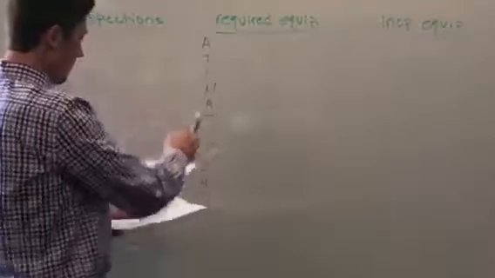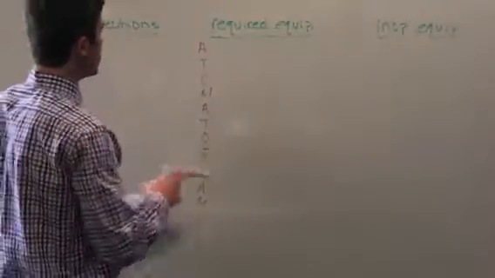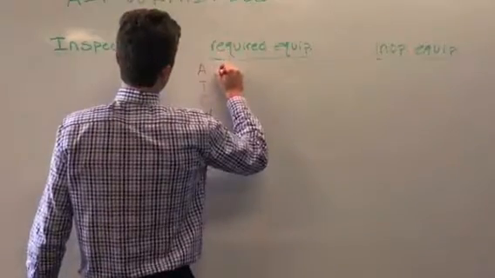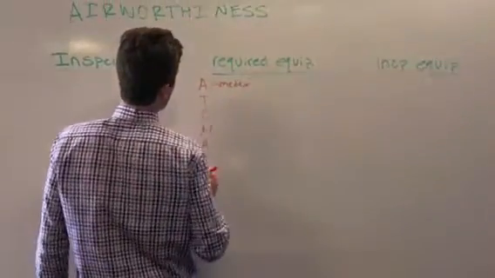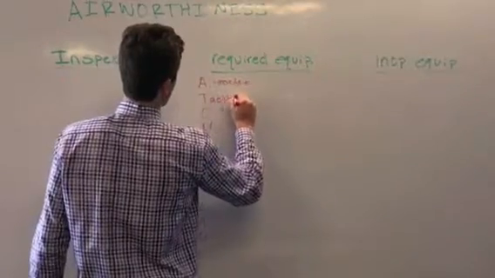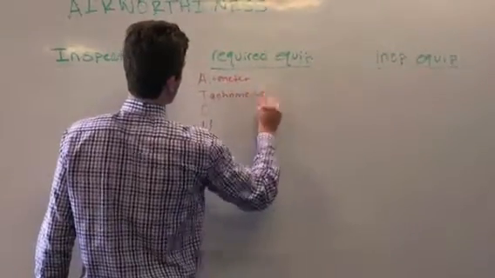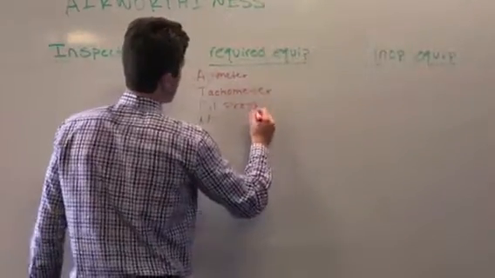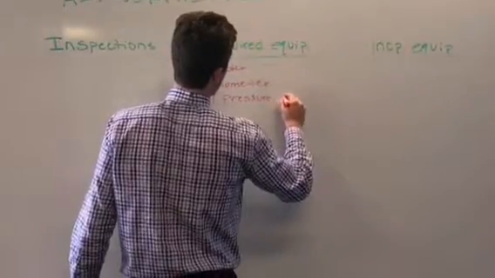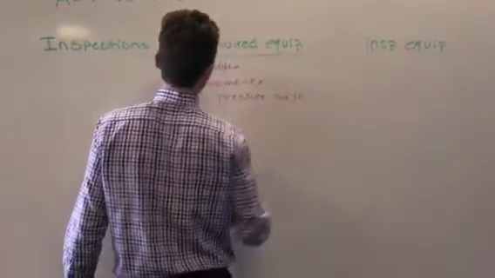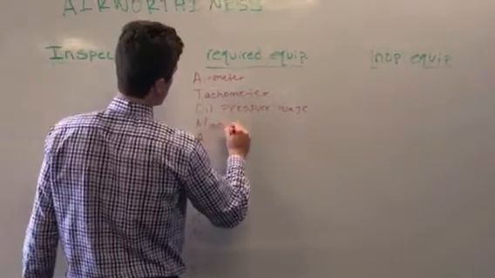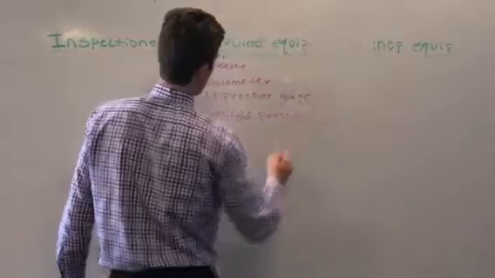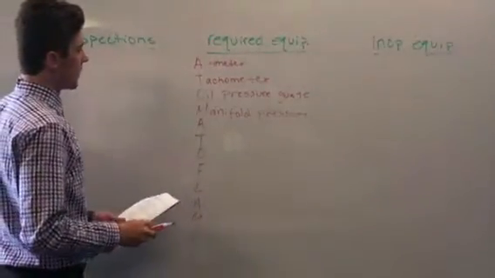So the first thing we need for VFR day flight is an altimeter. We need a tachometer, an oil pressure gauge, a manifold pressure gauge.